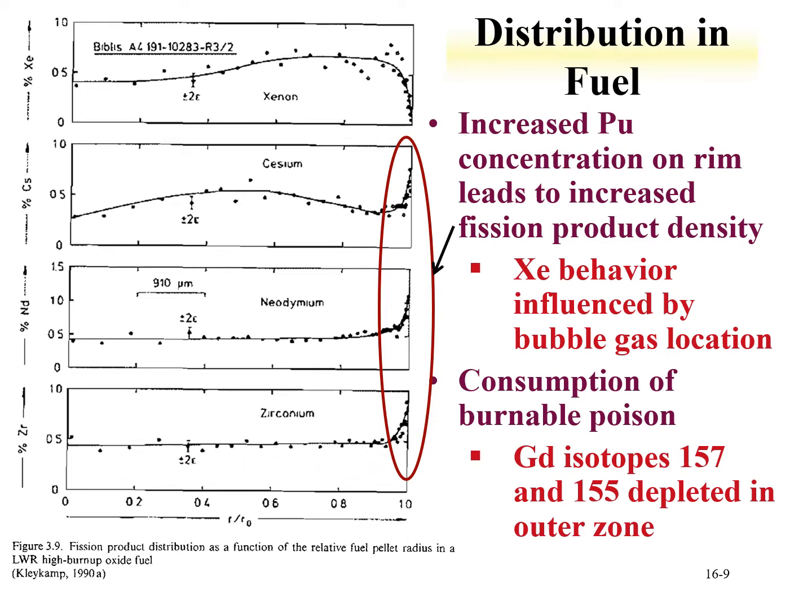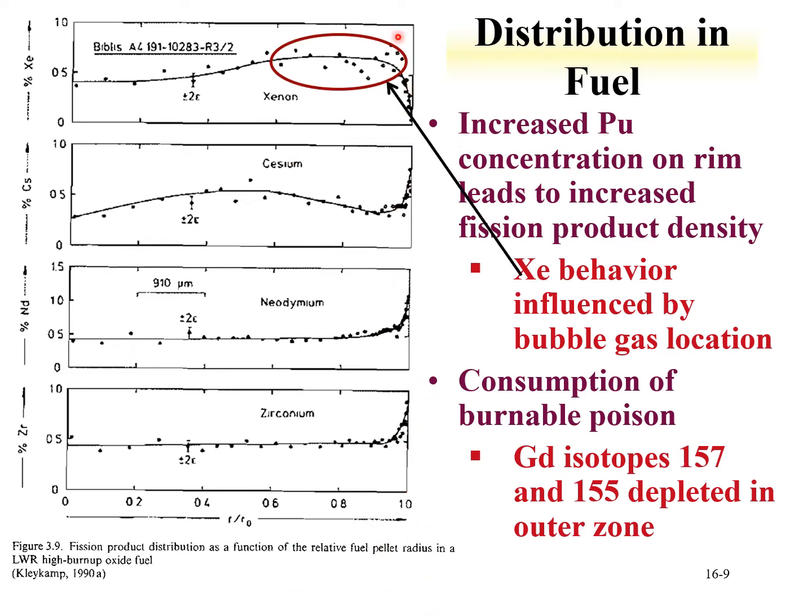Now, one of the differences we see between the neodymium, cesium, and zirconium: the neodymium and zirconium are relatively flat until you get to the rim, where the cesium has some character to this, where we see a higher concentration in the center. And again, this is due to some volatility behavior of cesium, which we don't see with the neodymium and the zirconium. We also see some behavior with xenon. Now, xenon, we actually see a decrease right on the edge here, and this is due to the fact that xenon is going to be extremely volatile in fuel, and what it'll do, it'll find locations where there's voids and congregate in those voids. There's also some variations in burnable poison. Gadolinium isotopes 157 and 155, used as burnable poisons, tend to be depleted in this outer zone.